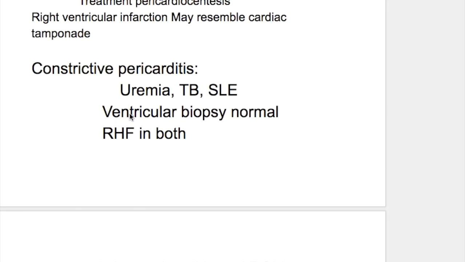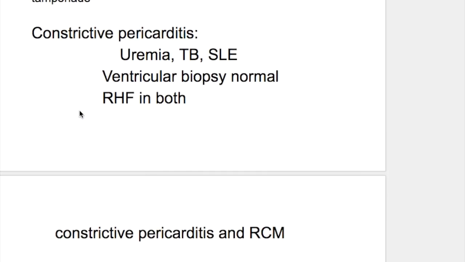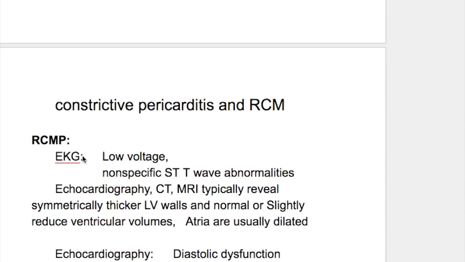Ventricular biopsy is normal in constrictive pericarditis. Right heart failure occurs in both constrictive pericarditis and restrictive cardiomyopathy, both of which have low amplitude QRS complexes.